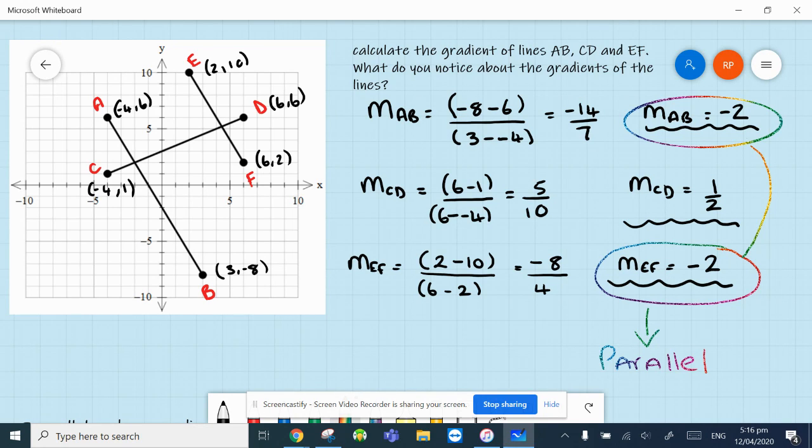The other one's a little bit harder to spot. If you actually look at line AB and line CD, you'll see that they cross each other at right angles. Same with EF and CD, they cross at right angles, and we call that perpendicular.